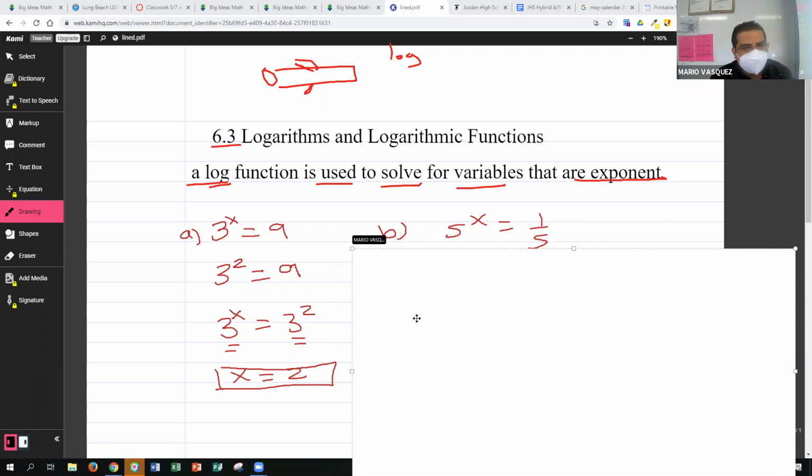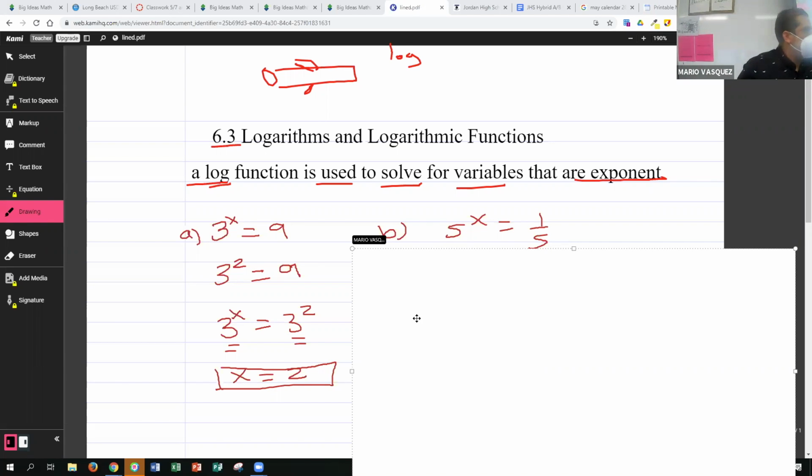What number raised, 5 raised to one number will give me 1/5. If you get this right, I'll give you a high five, air five. 5 raised to one number will give me 1/5. I know some of you will get it. How about 1? No, that's going to be 5. How about 2? That's going to be 25. How about 3? That's going to be 125. No.